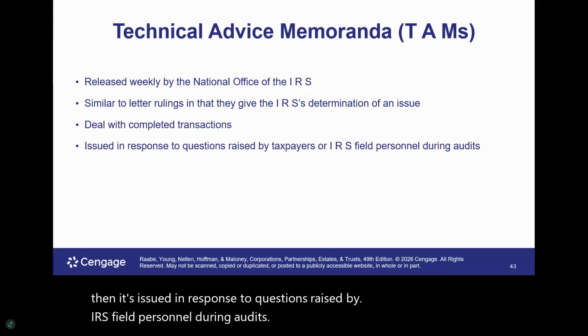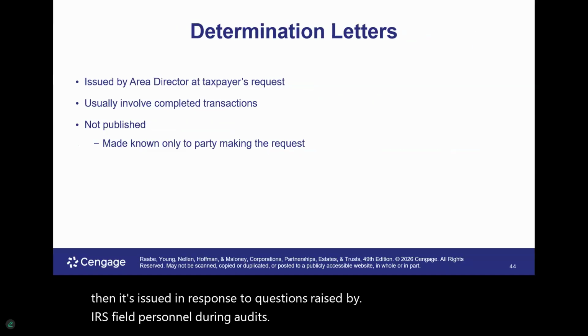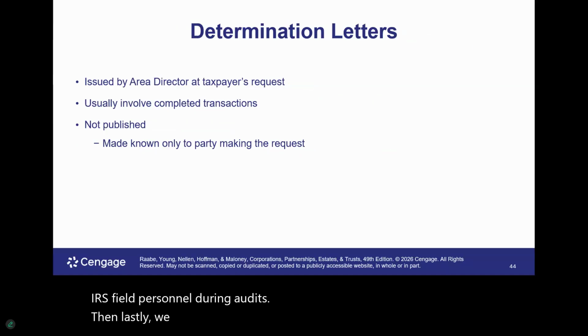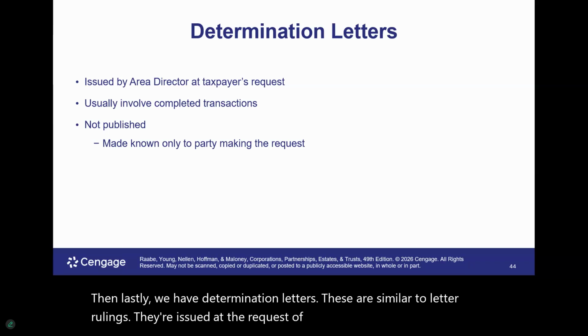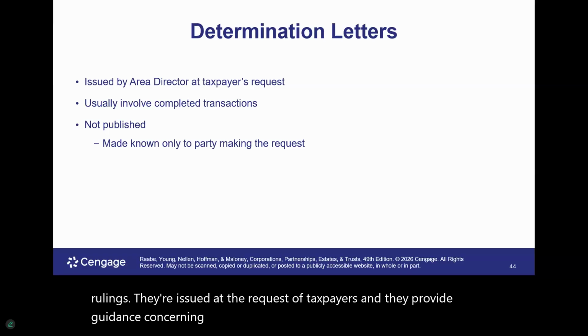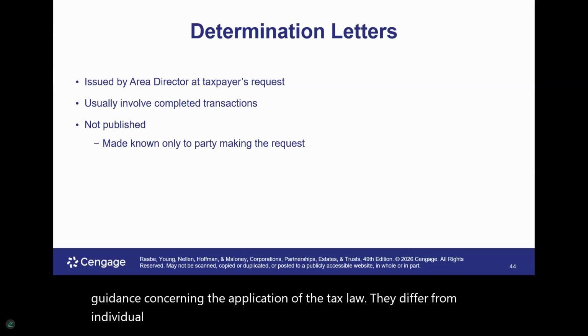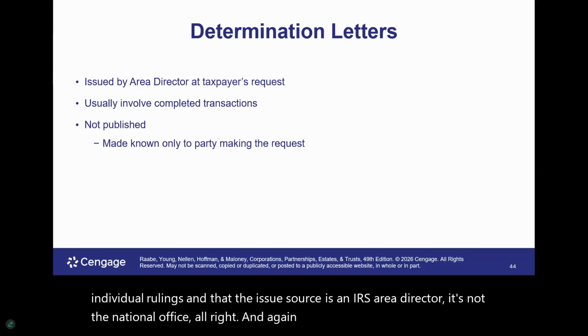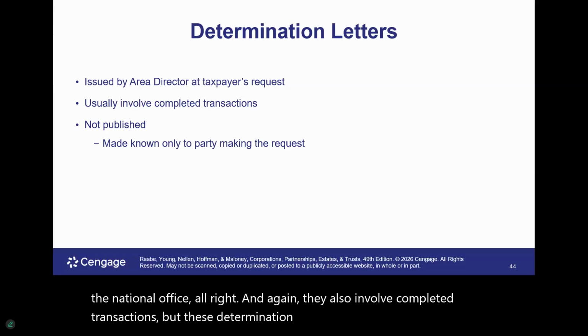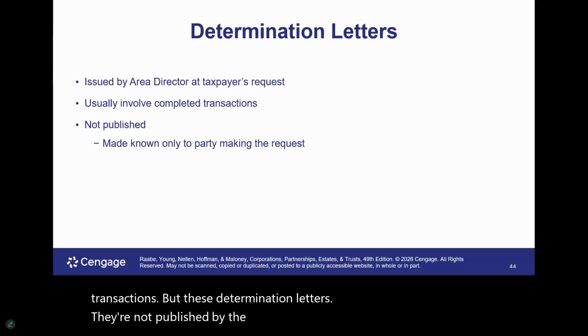Then lastly, we have determination letters. These are similar to letter rulings. They're issued at the request of taxpayers and they provide guidance concerning the application of the tax law. They differ from individual rulings in that the issue source is an IRS area director. It's not the National Office. All right. And again, they also involve completed transactions, but these determination letters are not published by the government. They're only made known to the party that's making the request. All right.